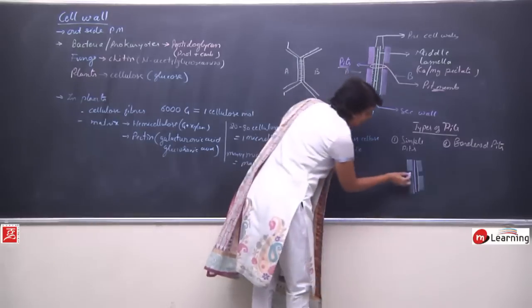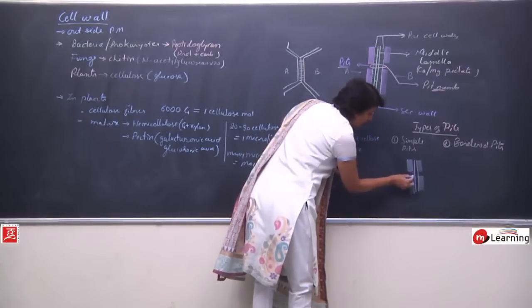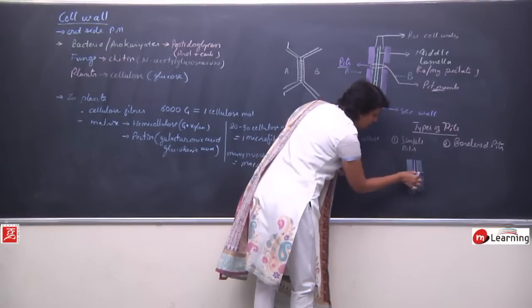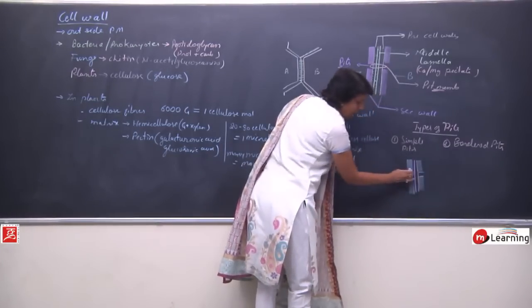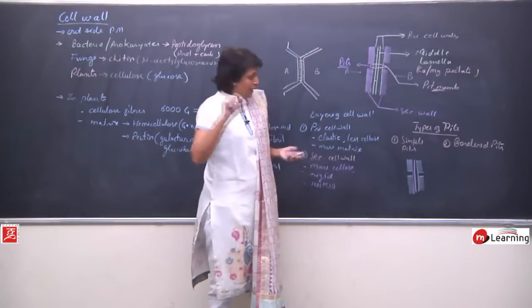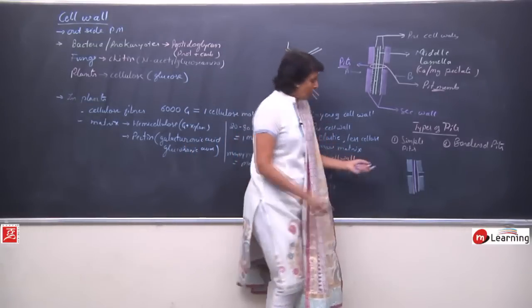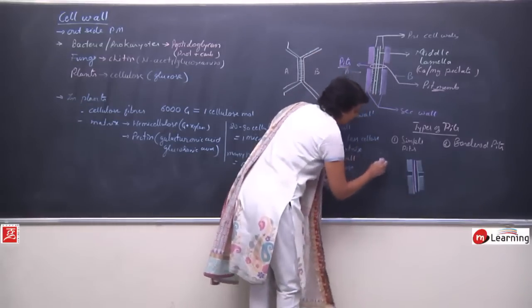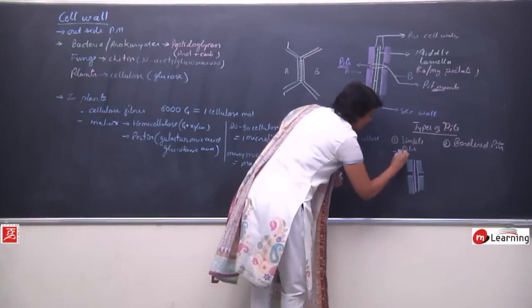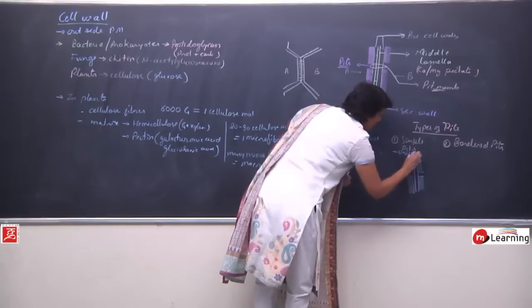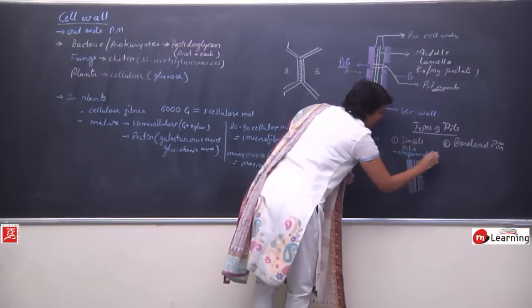If you can see this, the diameter of the complete pit is uniform, that is from the opening to the base, it is a tube like thing. So, if diameter is uniform, then it would be simple pit. In simple pits, what we see is uniform diameter.